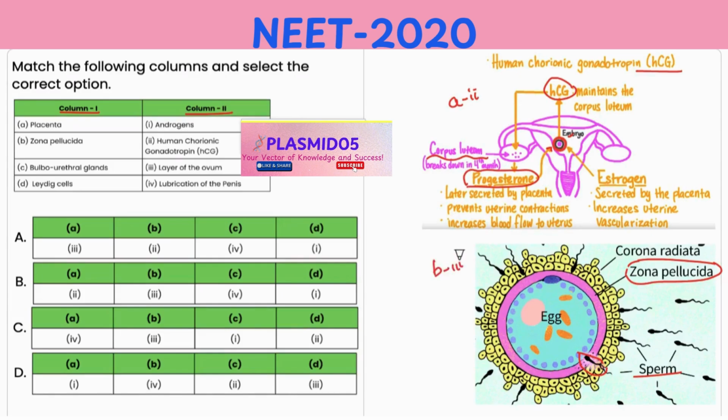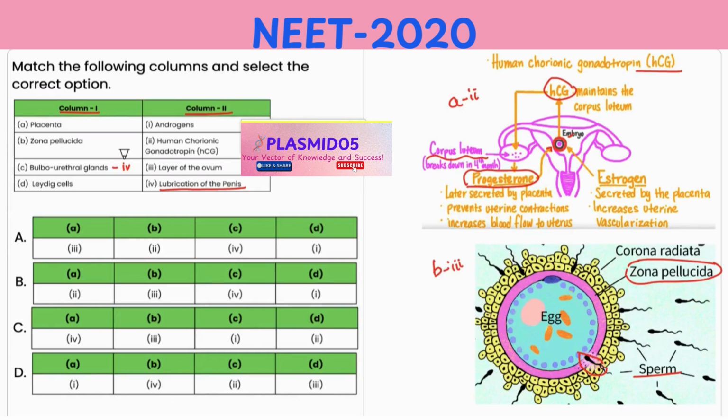Now, the bulbourethral glands, also known as Cowper's glands, secrete a mucus-like fluid that helps to lubricate the urethra and the penis during sexual arousal. And this fluid also neutralizes traces of acidic urine in the urethra, thus creating a favorable environment for the sperm. Thus, C matches with 3.